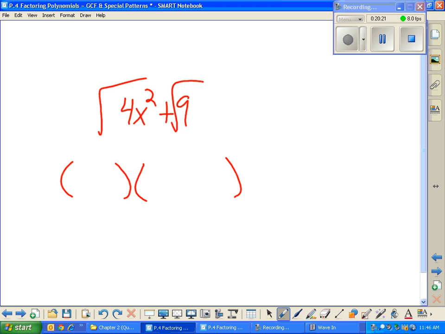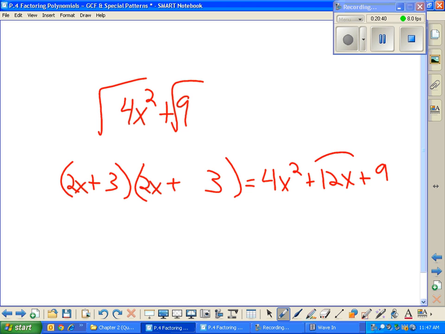If I tried to square root method this, I'd have 2x and 3, 2x and 3. Then you have to figure out what signs you have to put in there. So it said plus, let's try pluses. Well, if you FOIL this, you get 4x squared plus 12x plus 9. Oh, it's not the same as the original problem because there's no 12x in the original. So this isn't right.